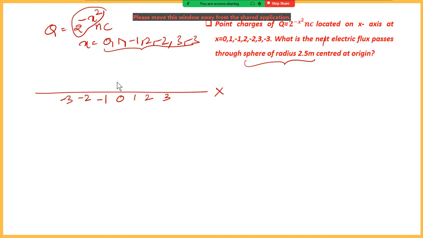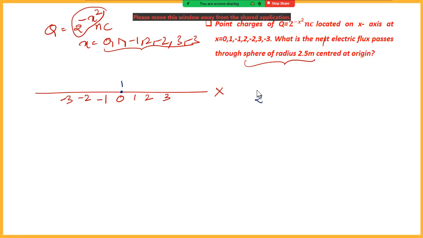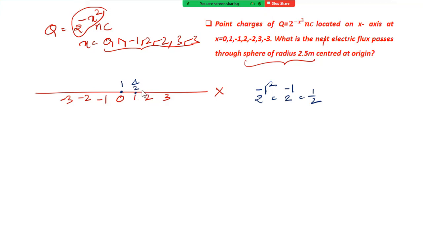So I am writing that nano afterwards. For the time being, assume at x is equal to 0, we have 2 power 0, that means 1 nanocoulomb. All the charges are in nanocoulombs. Remember that one. Next, at x is equal to 1, 2 power minus 1 square, that is equal to 2 power minus 1, that means 1 by 2. So at x is equal to 1, 1 by 2 nanocoulombs amount of charge is available.